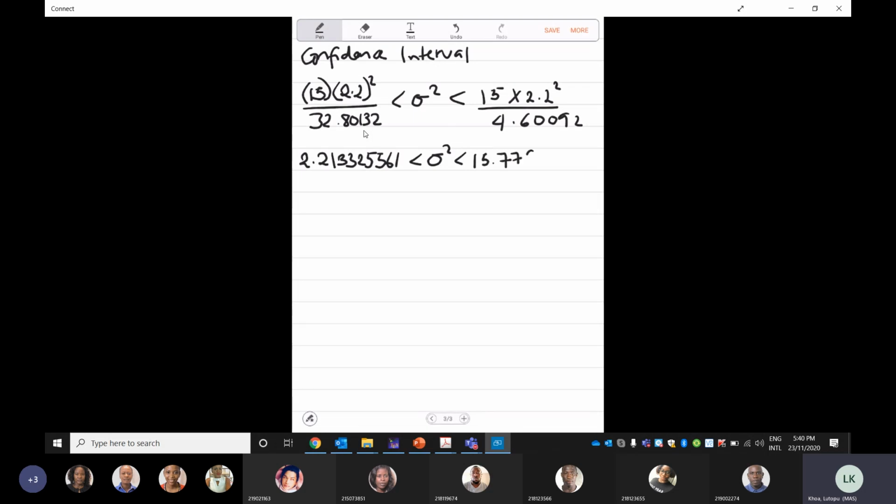7, 7, 9, 4, 5, 2, 8, and 1. Okay, then, sorry, before that we rounded off, so I say 2.2133, and then this is 15.7795. Okay, and then after that you write a statement as usual. We are 95 or 99% confident that the true variance lies in the interval from this to that.